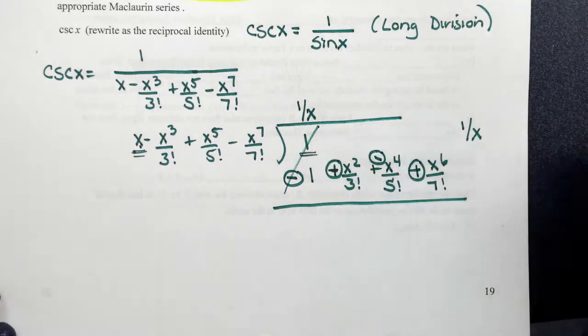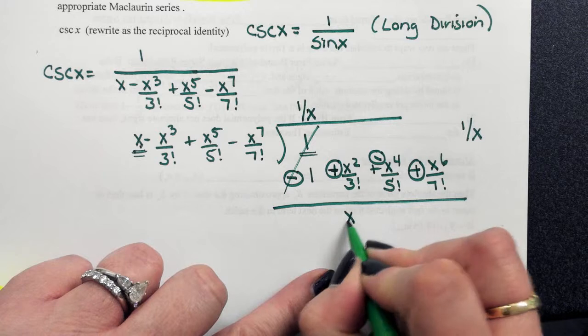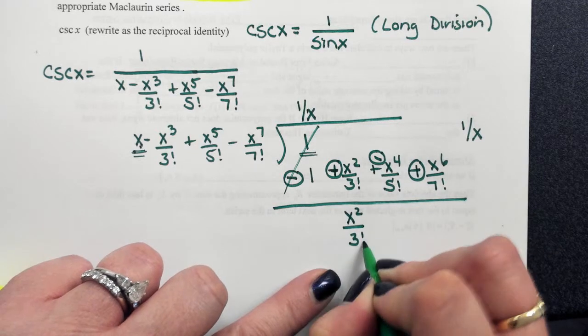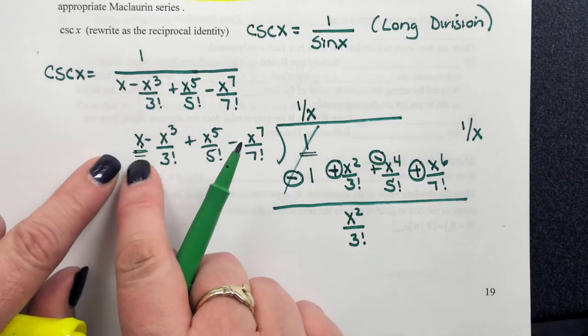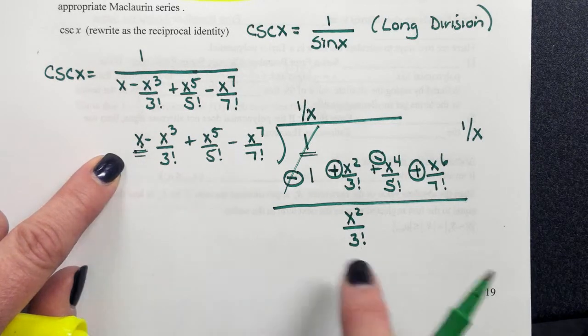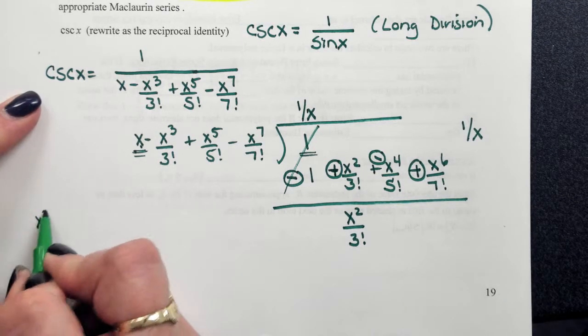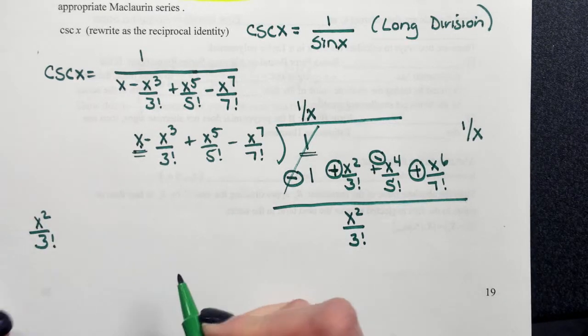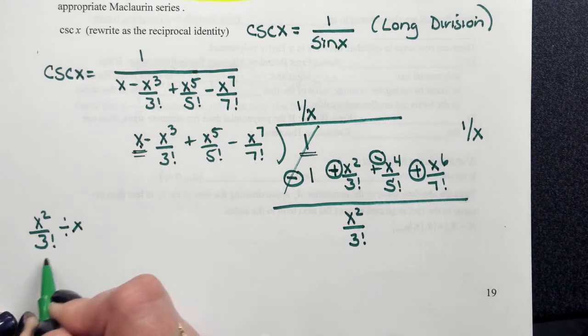So the 1s are going to cancel. Next I'm going to bring down that x squared over 3 factorial. And remember, after you bring down, this is where you repeat the long division process again. So I'm going to take x and divide it into x squared over 3 factorial. So I take x squared over 3 factorial and divide it by x, which means I'm going to multiply by the reciprocal.